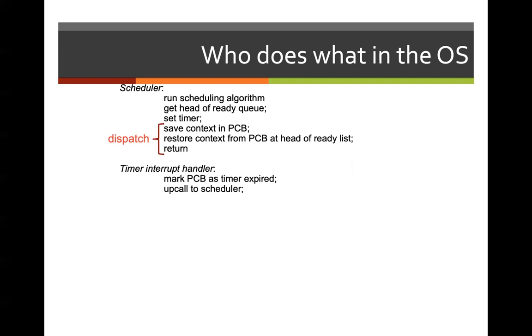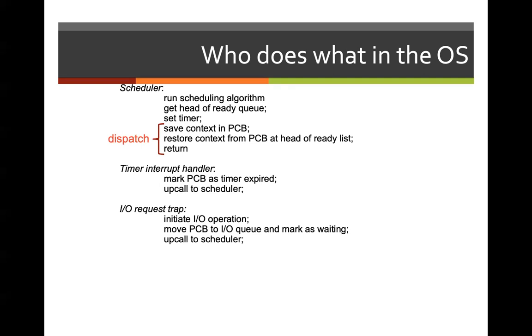Our timer interrupt handler is going to make use of the PCB. It's going to mark it as timer expired. And then it will have an up call to the scheduler. Our IO request trap will initiate IO operation, move the PCB to the IO queue, and mark as waiting. And it'll do an up call to our scheduler.